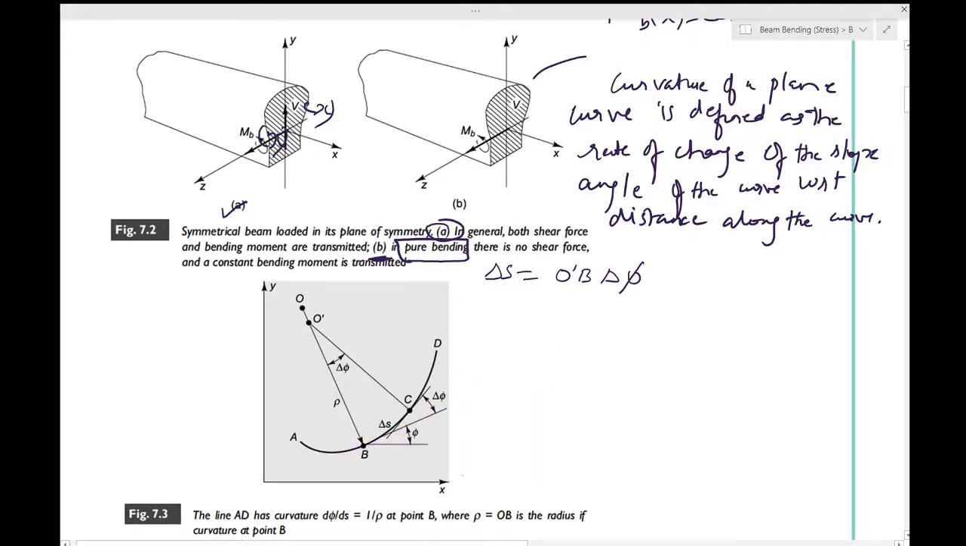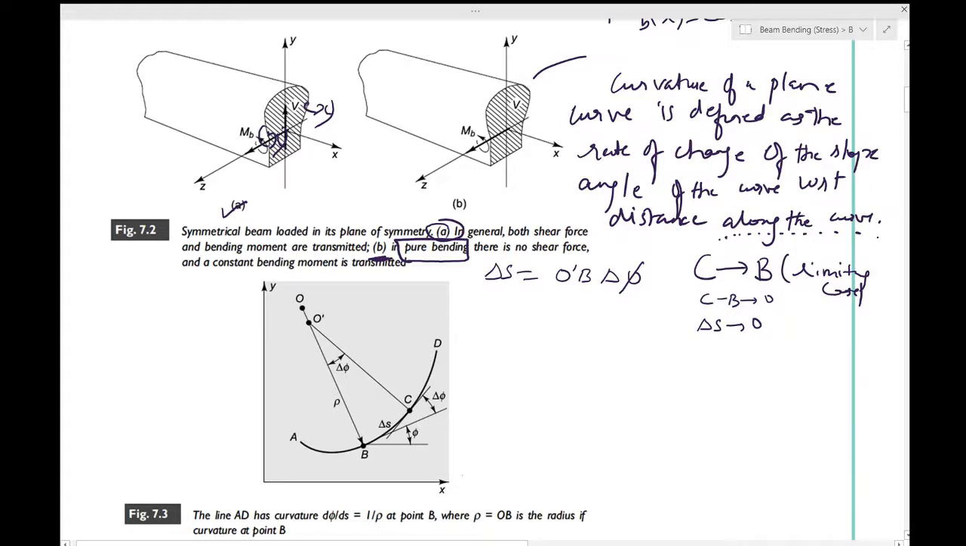Now when delta phi is small, delta s is equal to O'B delta phi. We knew that. Now if C approaches B, in the limiting case, that would mean that delta s is tending to 0, right? Because delta s was actually the separation between C and B. So C minus B will tend to 0. This would mean that delta S would tend to 0. Remember, this delta S is along the curve, and that is very important.